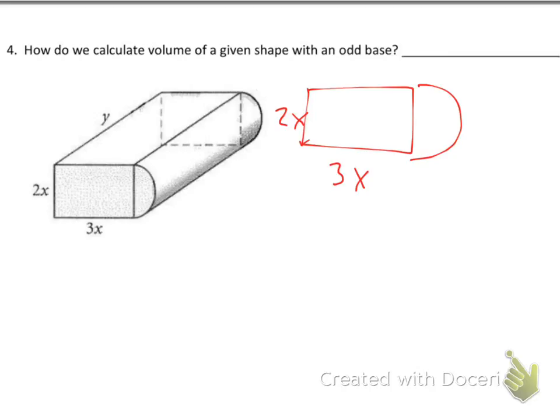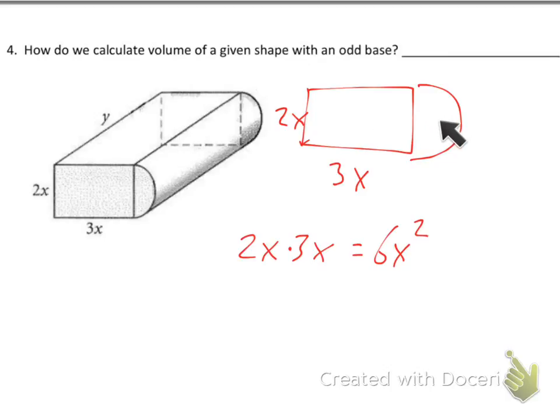I have a rectangle and I have a half circle. So how do I find the area of that? Because if I find the area of that, I multiply it by what? The height, which is y. It goes y deep, right? Off into the board. I think it's pretty easy to say, oh, area of the rectangle is 2x times 3x, right? Which is 6x squared. That's pretty easy for here.